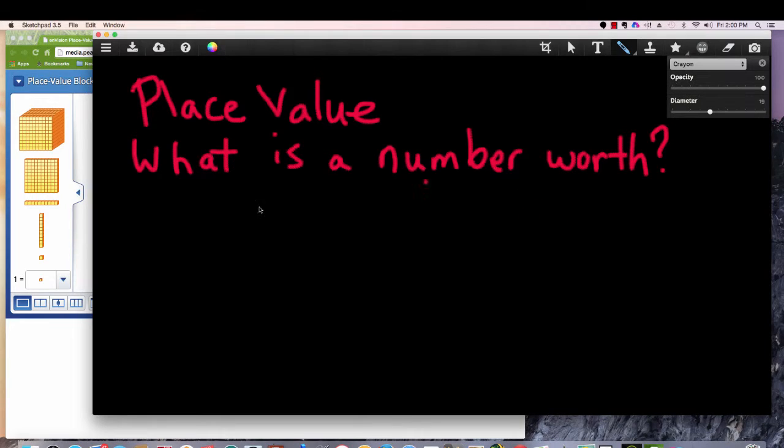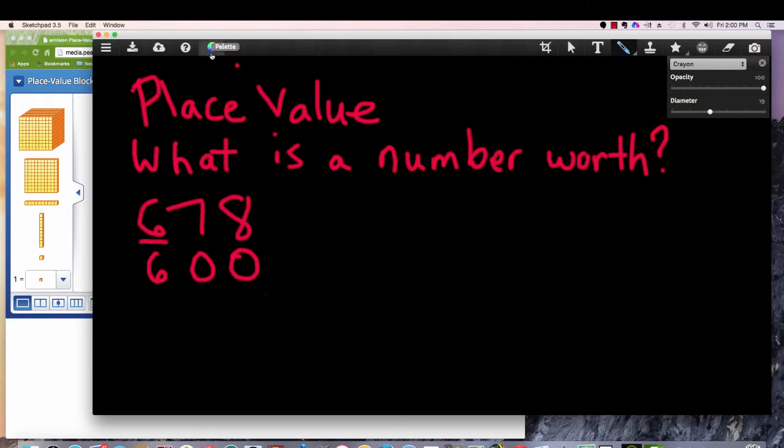So if we have a number and we want to know what is a number worth, so let's say I do 678, and so that would show me how much it's worth, 678. If I wanted to know the value of the hundreds, so we have the hundreds here, that would be 600.